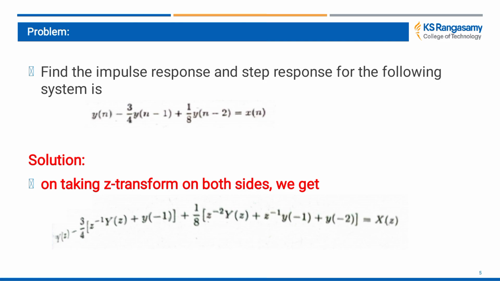problem. Find the impulse response and step response of the system which is having the following system function: y of n minus 3 by 4 y of n minus 1 plus 1 by 8 y of n minus 2, which is equal to x of n.